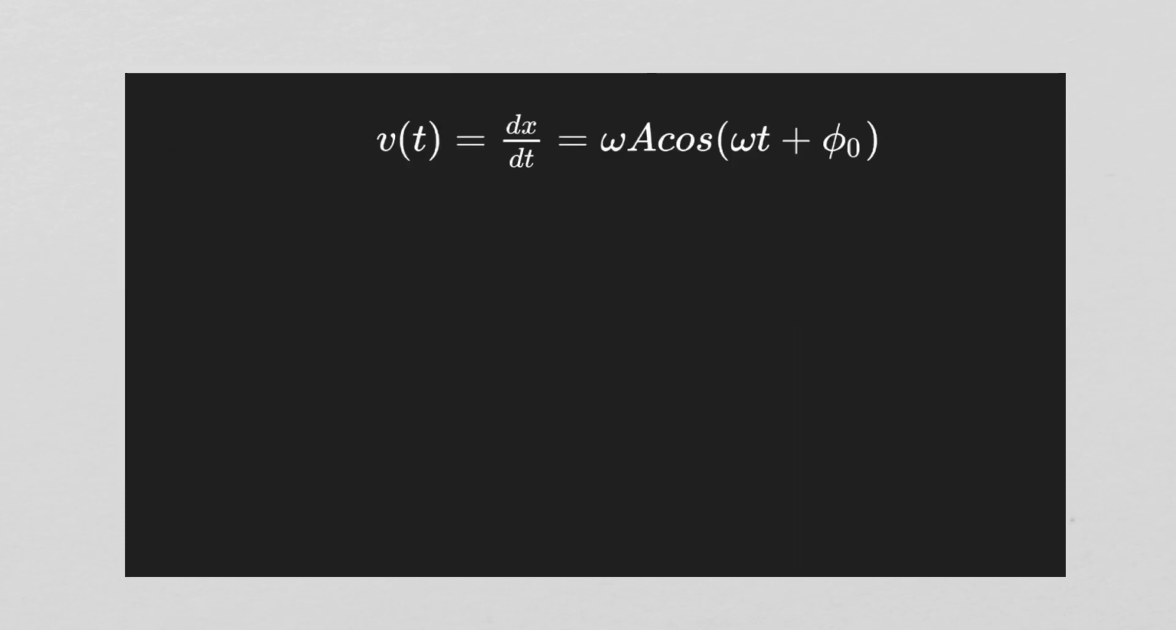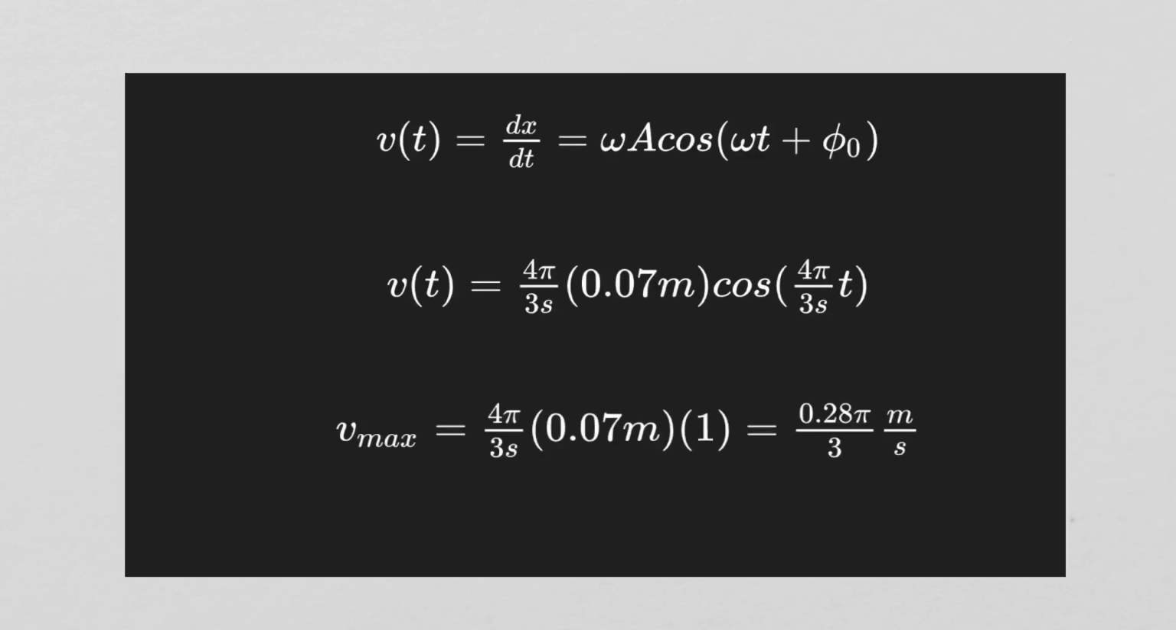Now we want velocity. Velocity is the derivative of position. So we're going to plug this in here. And I said I wanted the maximum velocity. Well, the maximum value that cosine can have is 1. So I just plugged in 1 there because that's as big as cosine can get. And I solve for my max velocity.